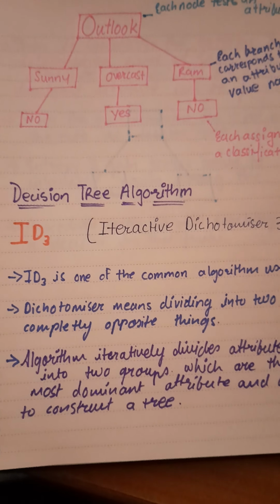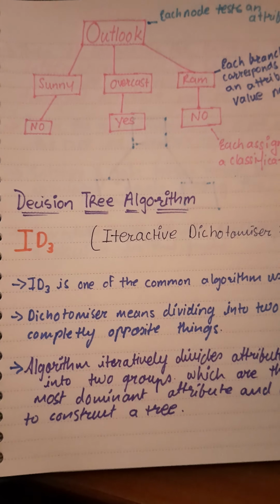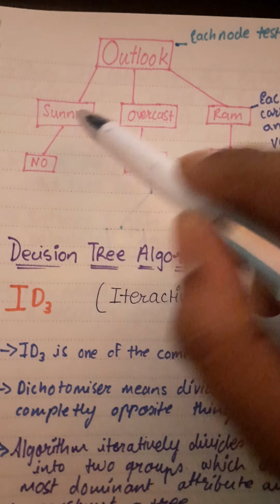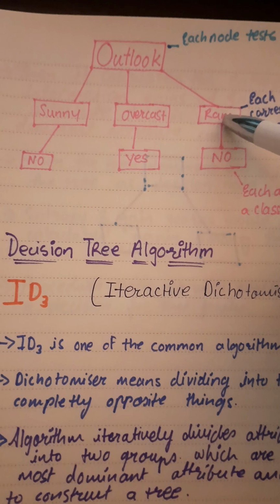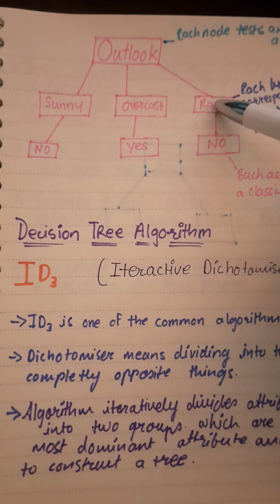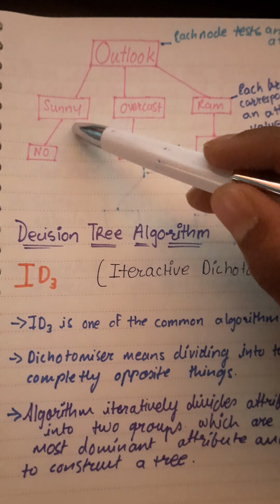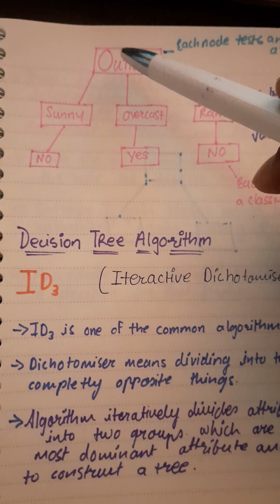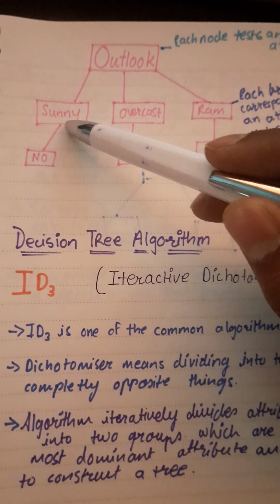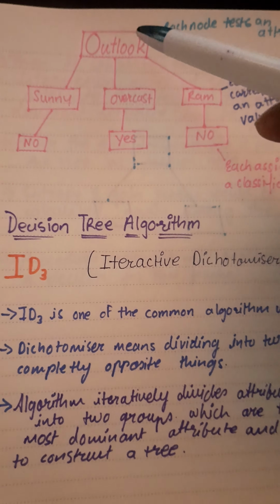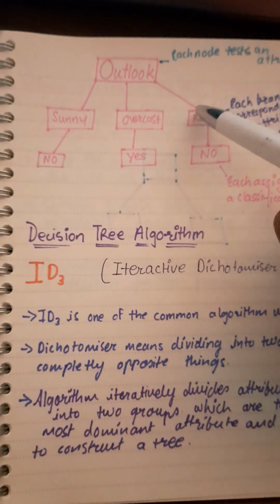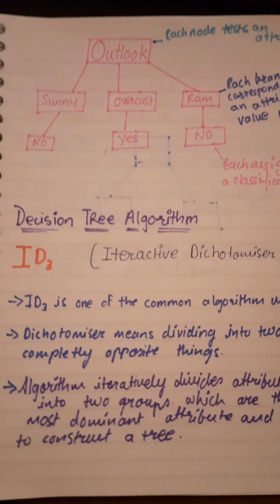Dichotomizer means dividing two things into two completely opposite things. For example, let's take sunny and rainy. As we know, these two are two different things, right? One is too hot, one is too rainy. So let's take Outlook as a dichotomizer. It will divide the weather into two differently opposite things, right? So these two are completely opposite. Okay, let's move on to the next point.